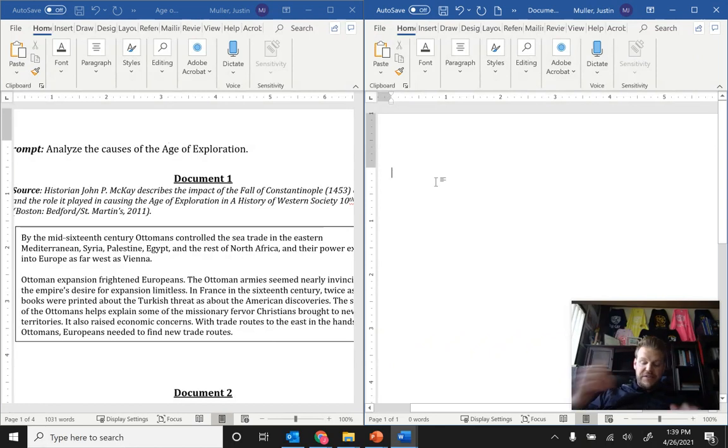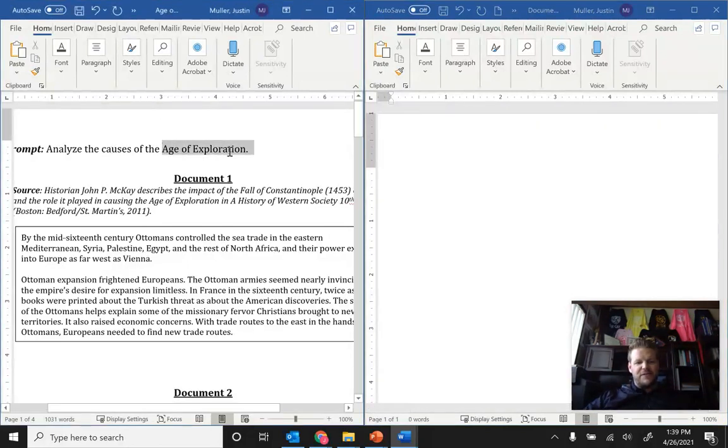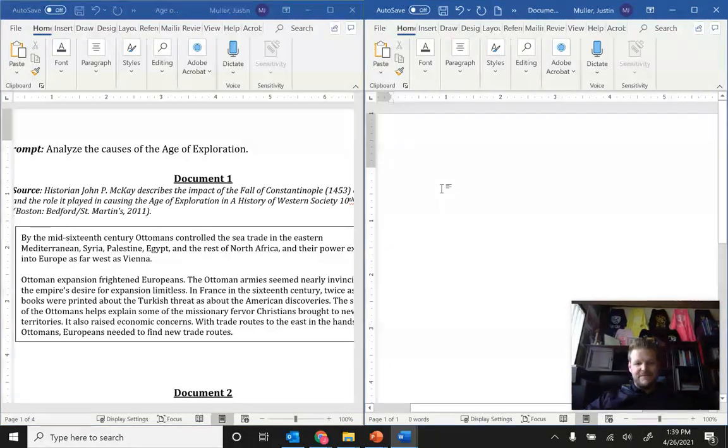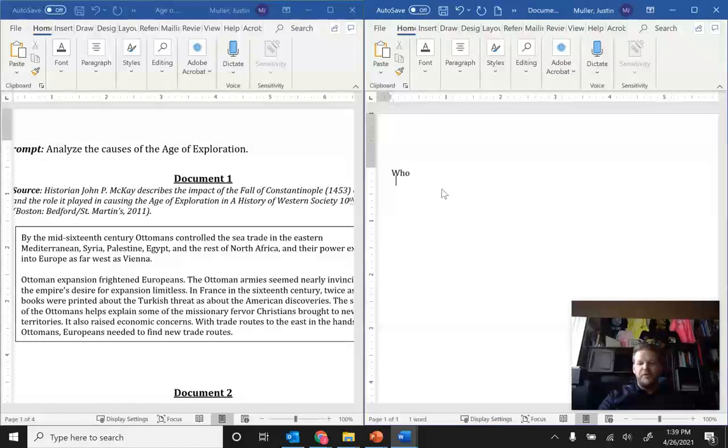So I know the first part of my DBQ is the introduction. Now, this prompt is basically asking for something about the Age of Exploration. That's perfect. Right? Whenever there's just one time period, that's easy to write a context paragraph for. At least it's the easiest to write a context paragraph for. So again, context paragraphs. Let's scoot this up a little bit. All right. I want the who, the what, the when, the where, the why, and the how. And that will help me write a context paragraph.